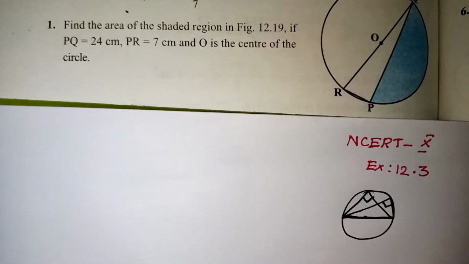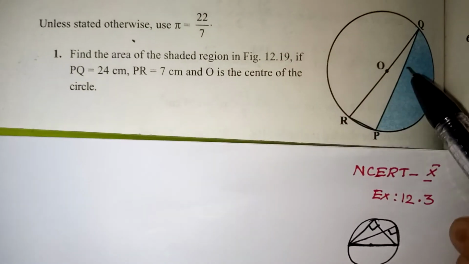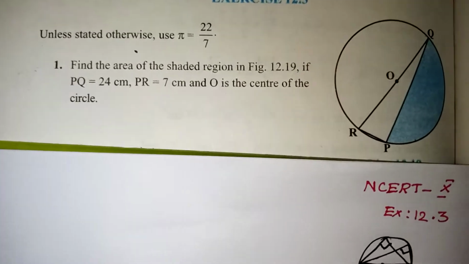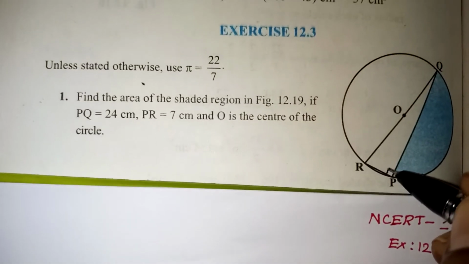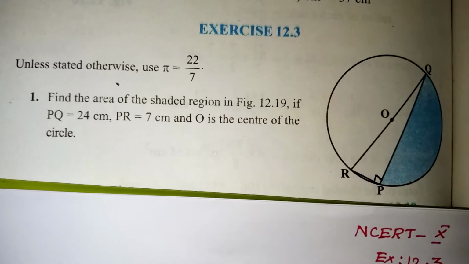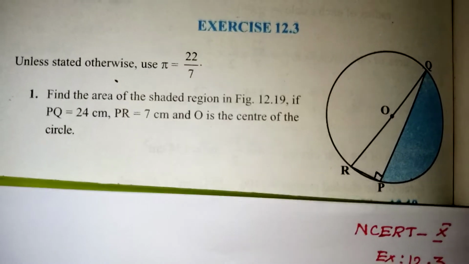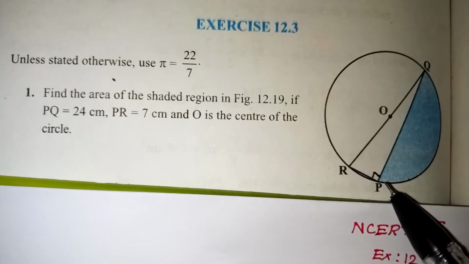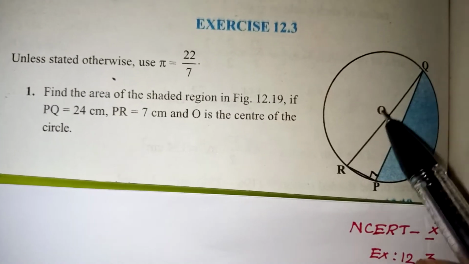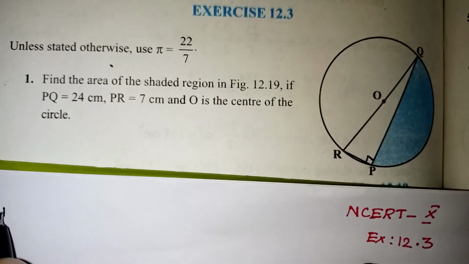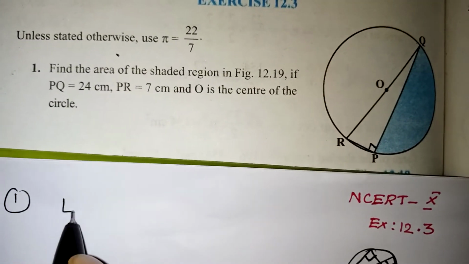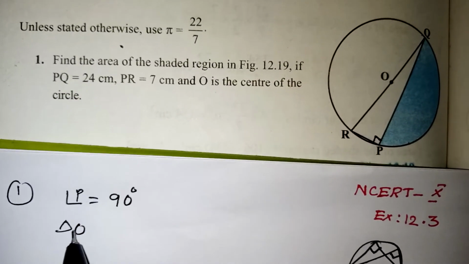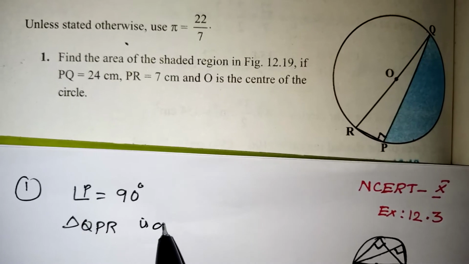Why I am sharing this here is that RQ is a diameter. With the use of RQ only, this angle P is formed. So we can say that this angle P is definitely a right angle. They didn't mention it in the question, but you must know that the angle formed by a diameter will always be a right angle. So P is a right angle, and we can say that PQR is a right angle triangle. What we are proving is angle P is equal to 90 degrees, so triangle QPR is a right angle triangle.